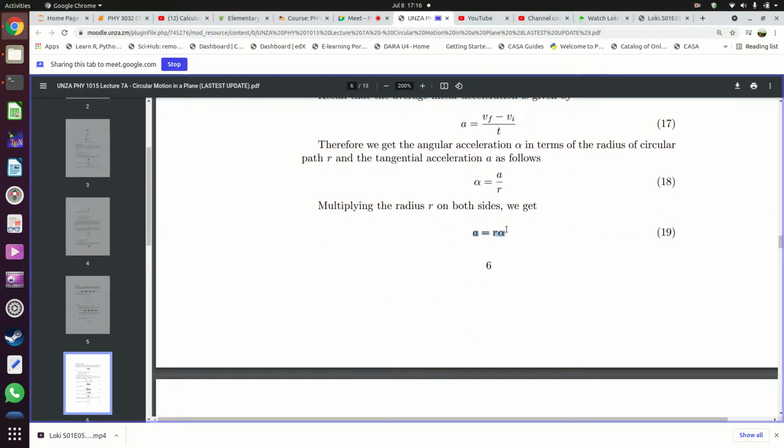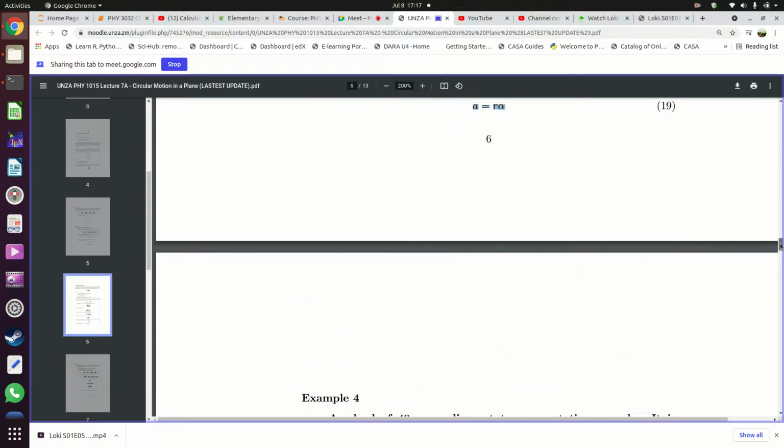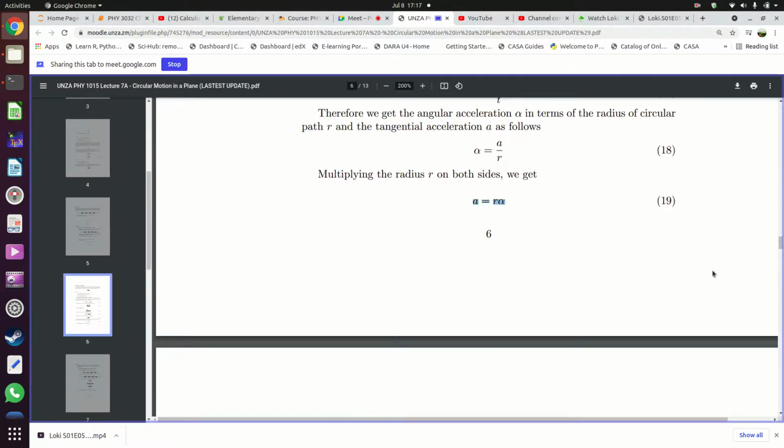So this is the other relationship which we used last week. Basically that's how you come up with those relationships. Is it clear? Is it clear to everyone now? Yes, sir. Okay. Is there any question?